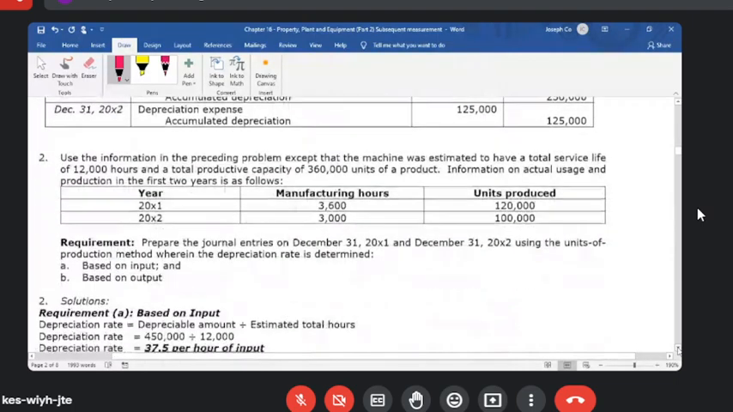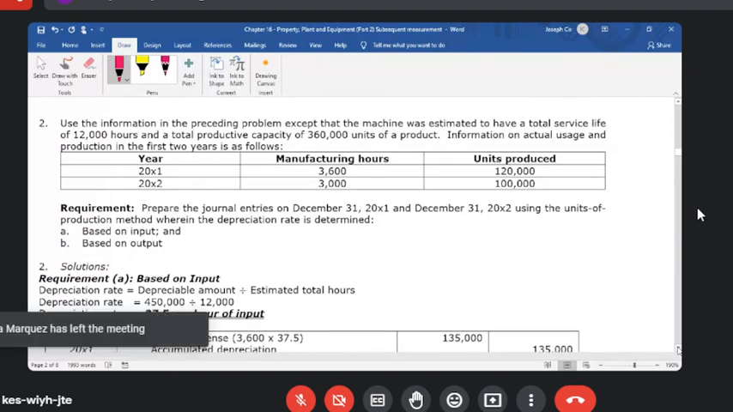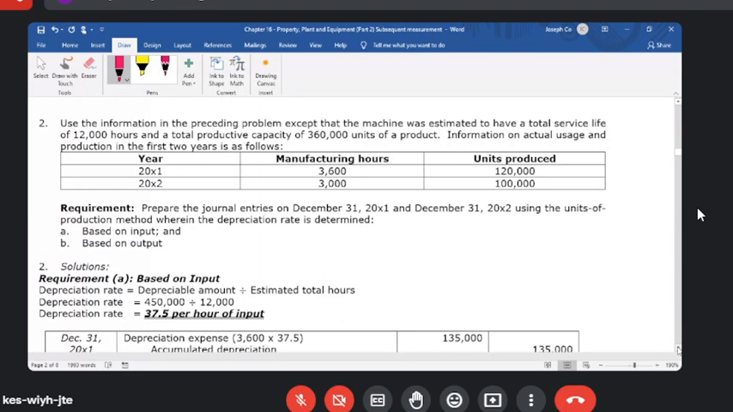For number 2, output method. Use the information in the preceding problem, except that the machine was estimated to have a total service life of 12,000 hours and a total productive capacity of 360,000 units of a product. And then information on actual usage and production in the first 2 years is as follows. We have machine hours and then units produced: 360,000, 120, 100.